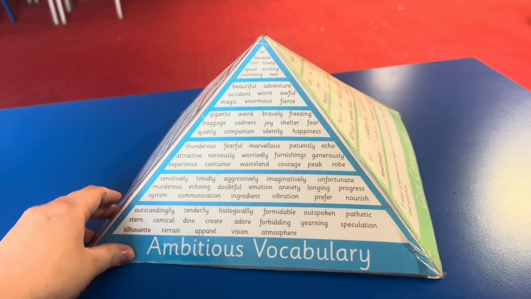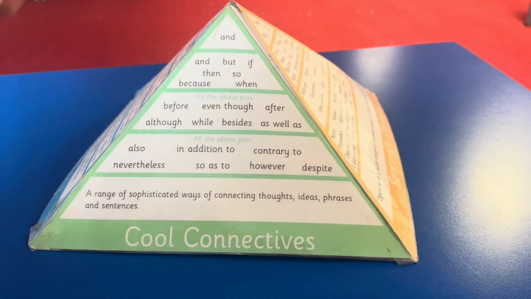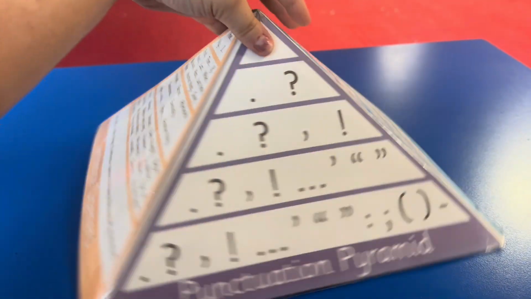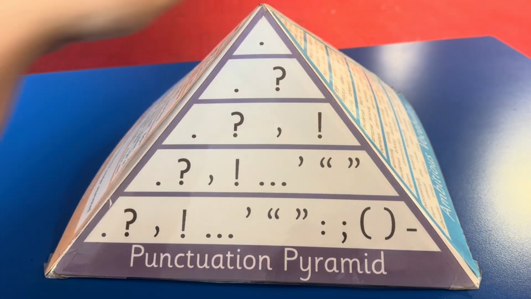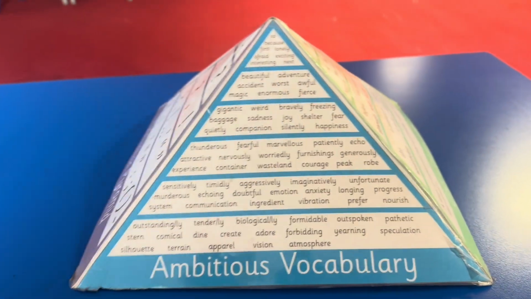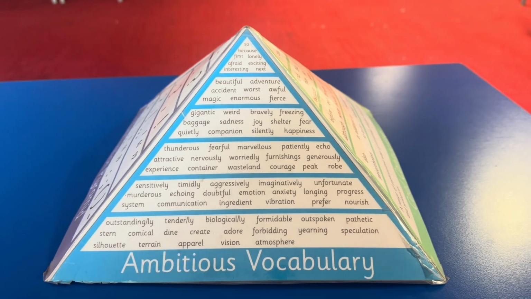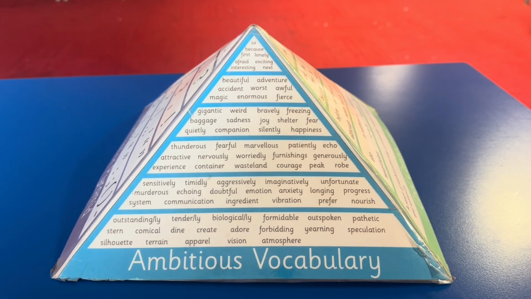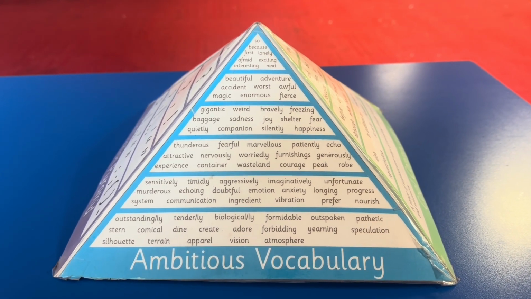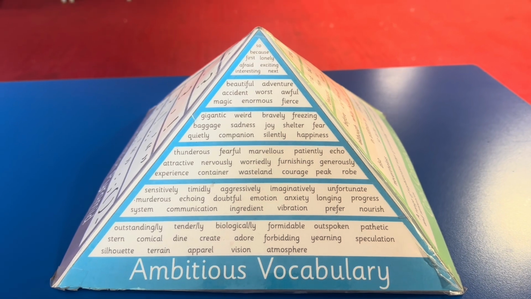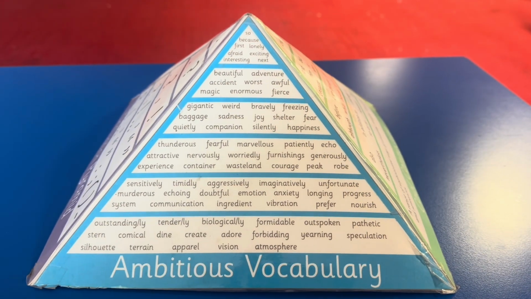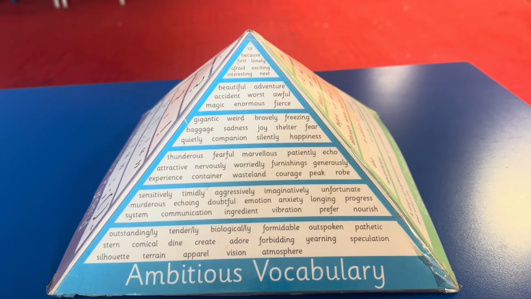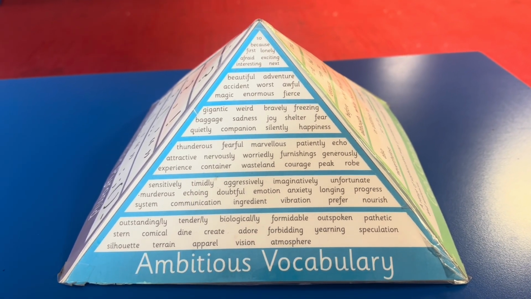It stands for vocabulary, connectives, openers, and punctuation. We have these VCOP pyramids in class that we can use to help us with our writing as well as other displays, but you can find simple versions online on Google Images. These are a tool that provide examples of how to up-level our work by using ambitious words and punctuation.